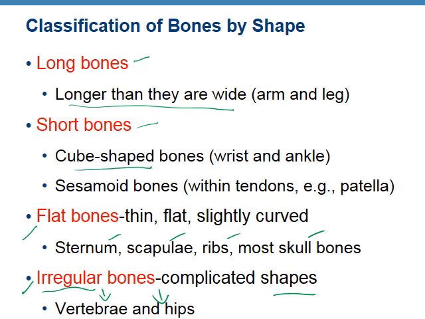One of the things you should pay attention to, though, that people mistake, is let's look at a phalanx. Let's look at one of your finger bones. It is longer than it is wide, therefore it is actually a long bone. But because they're small, people think they're short bones. So small does not equal short bone.